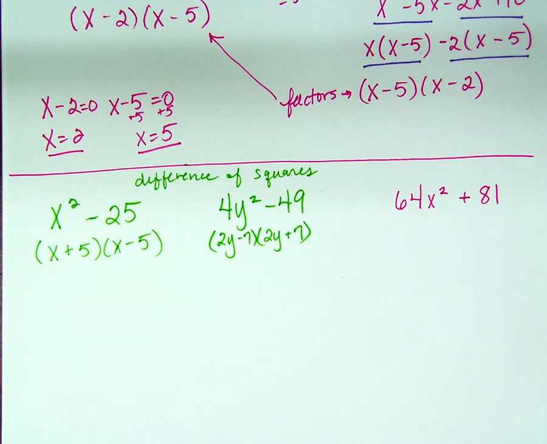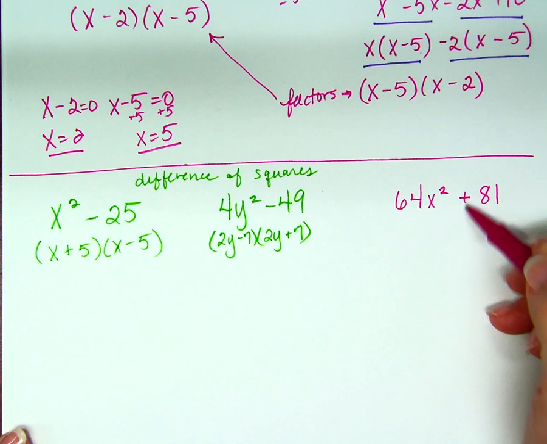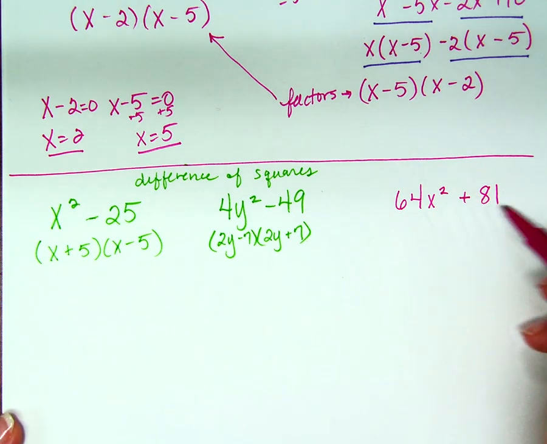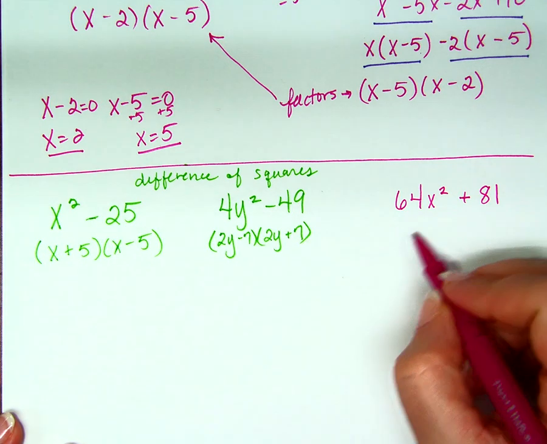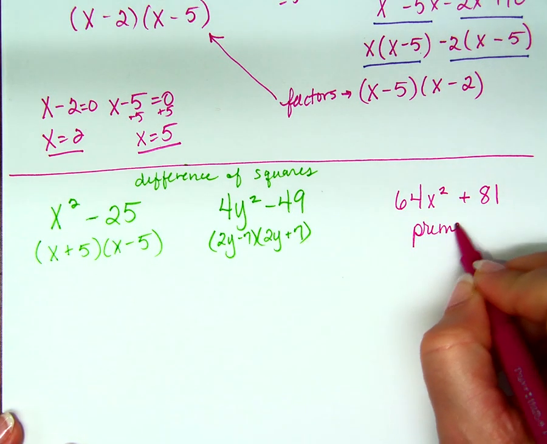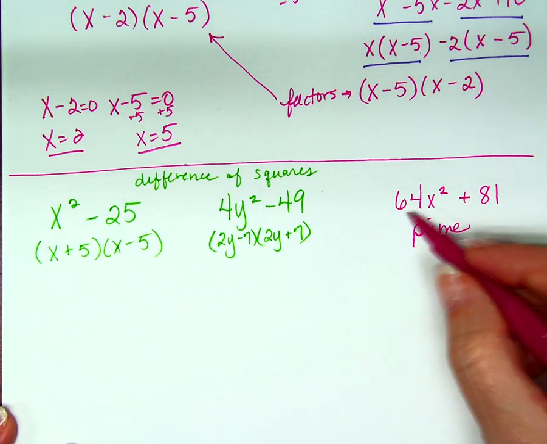Now, I did warn you ahead of time I'm trying to trick you. Did I trick you? It's not a difference of squares, is it? This is the sum of squares. And if you ever come across a problem that says factor, you're done. This is prime. You can't factor the sum of squares.